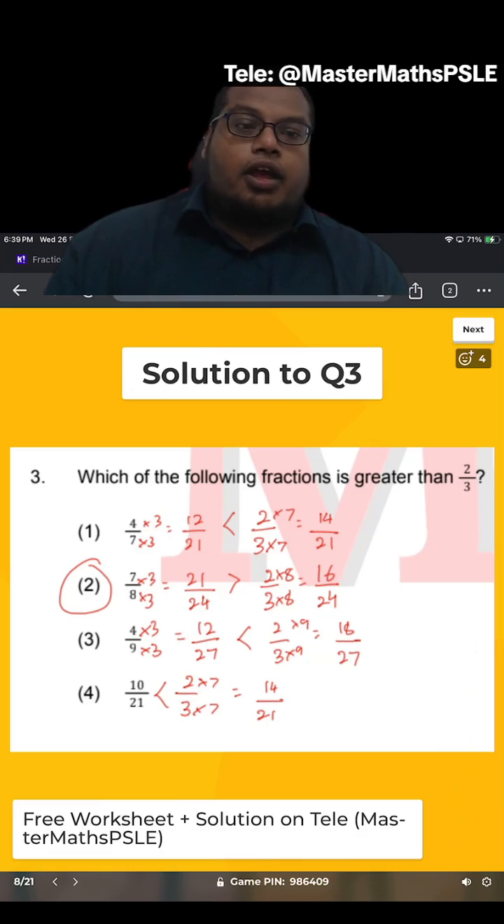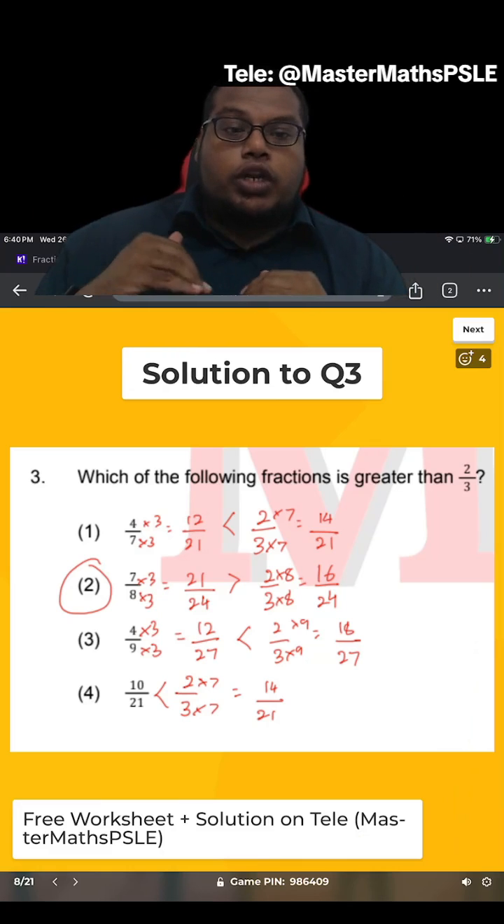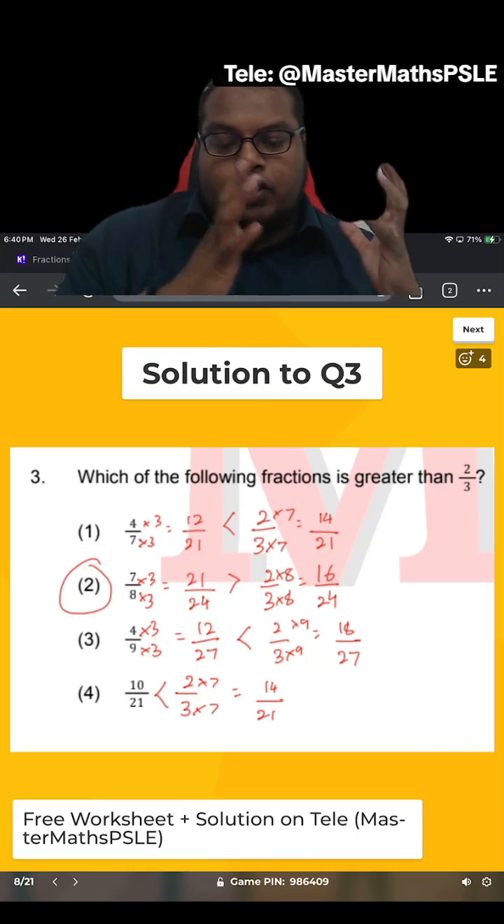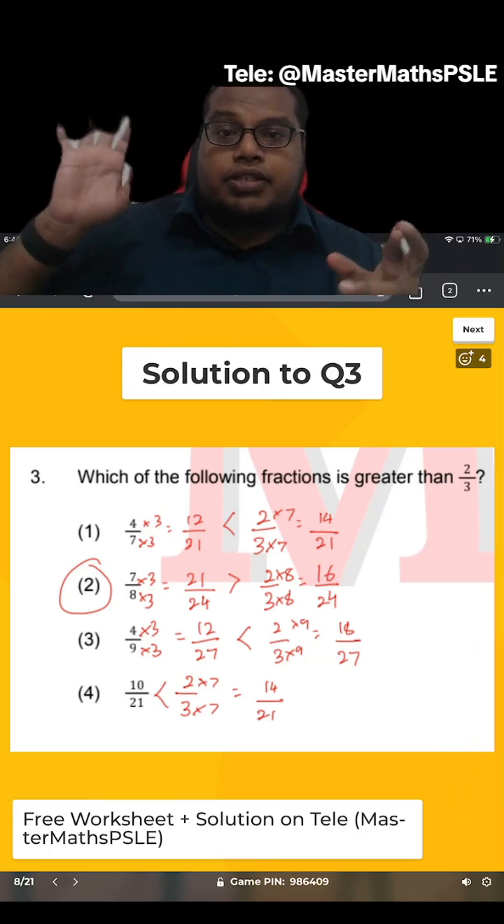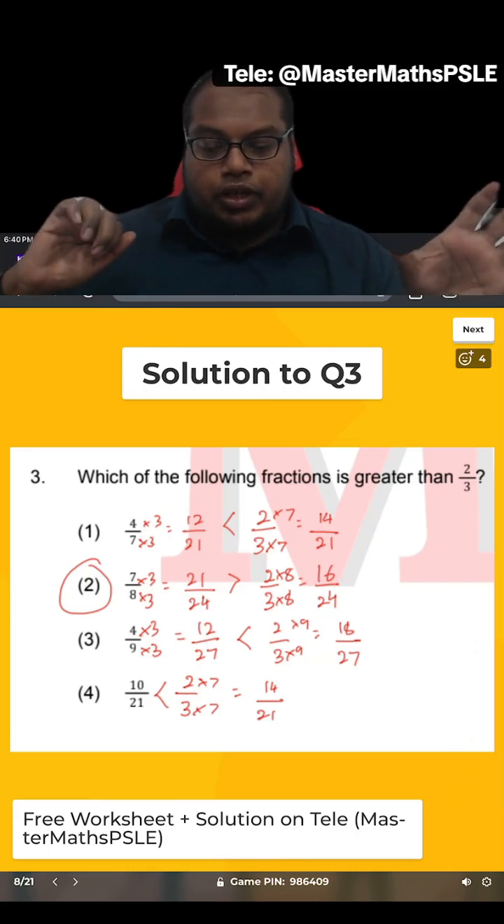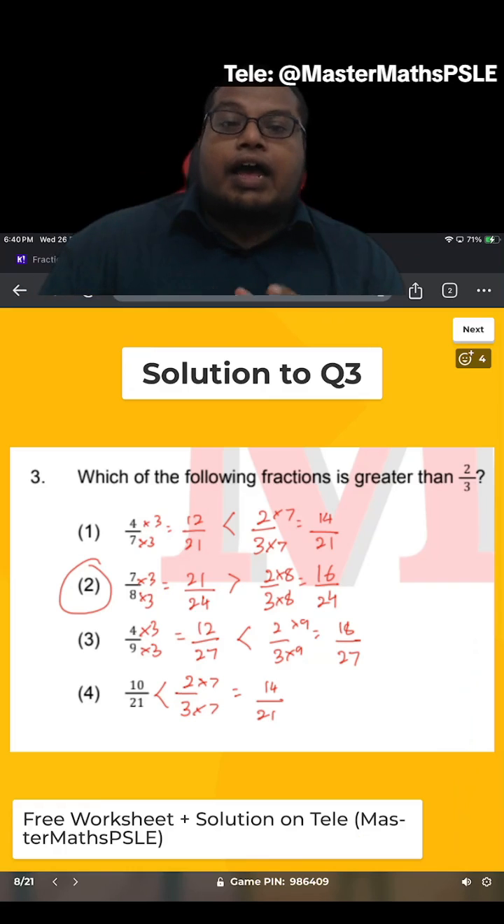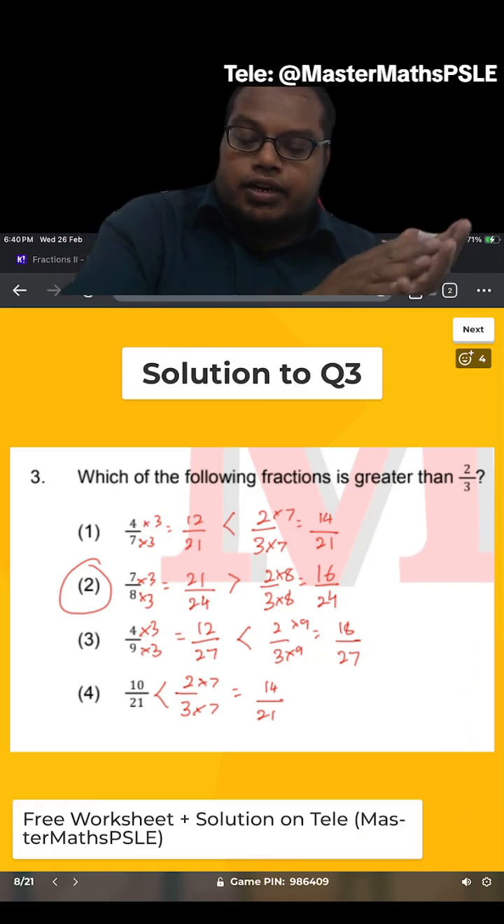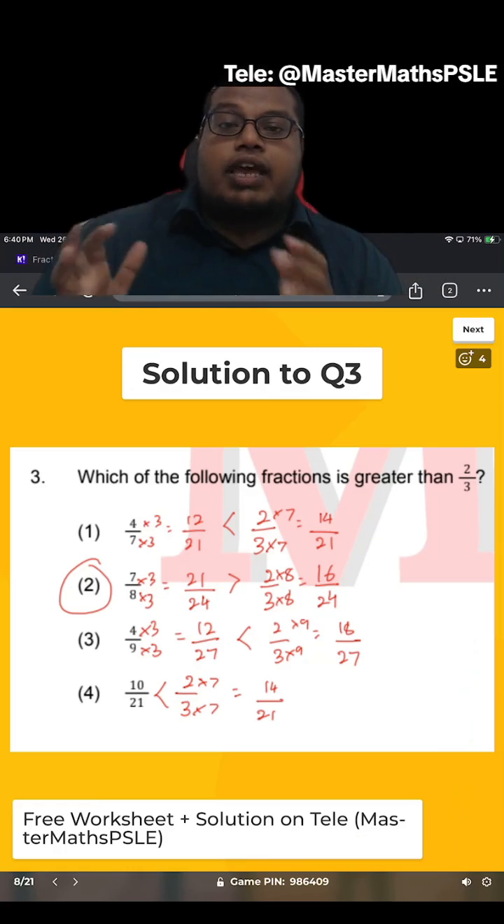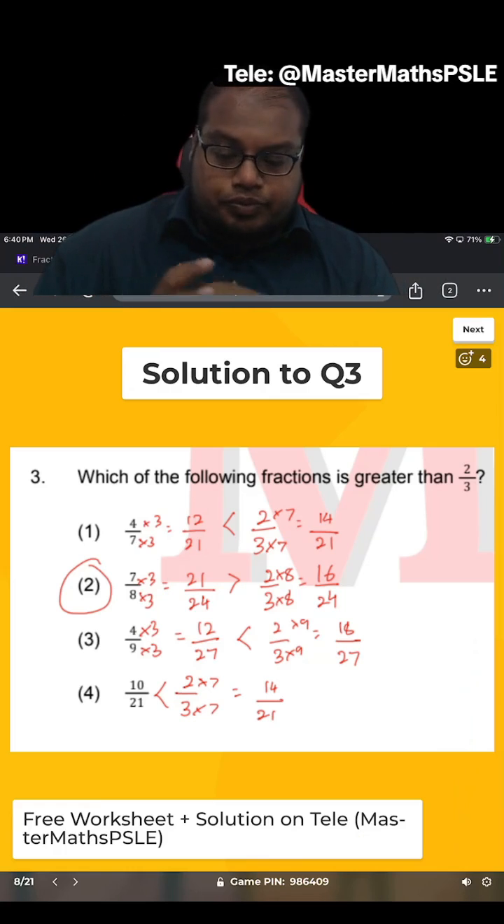986409. Alright, now we look at option 2. Denominator of 8 and denominator of 3. So one at times 3, the other one at times 8. So I ended up with 21/24 and 16/24. 21 is bigger than 16. That's why the answer is 7/8.